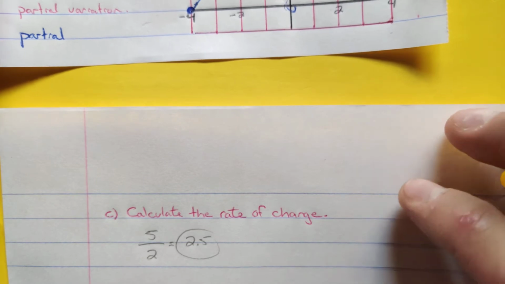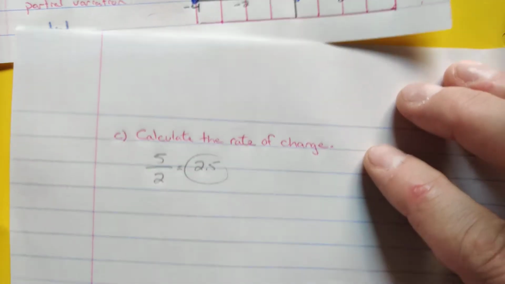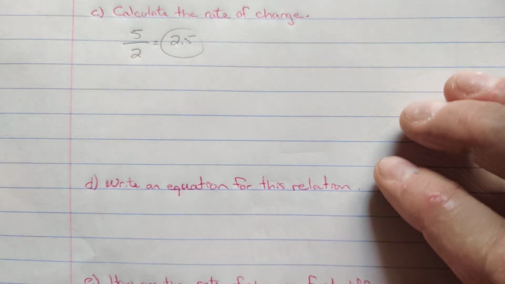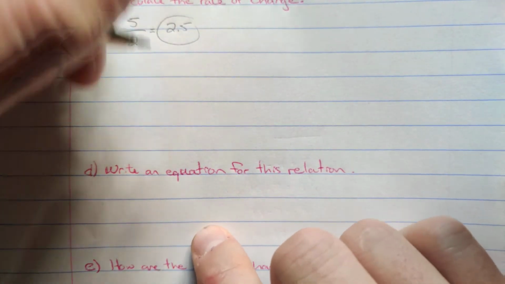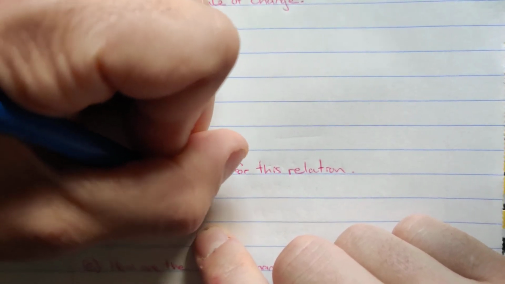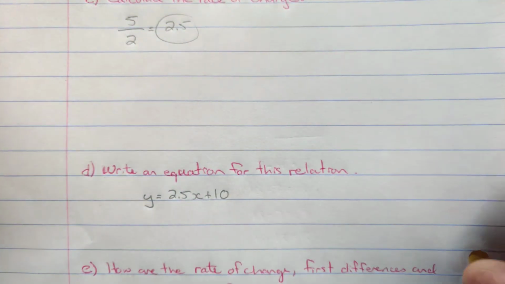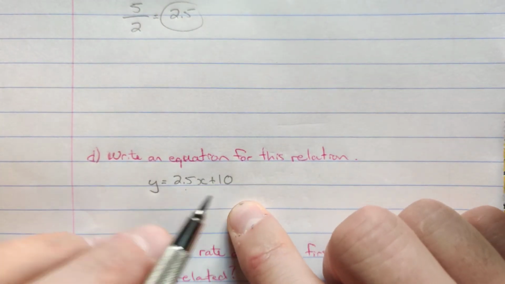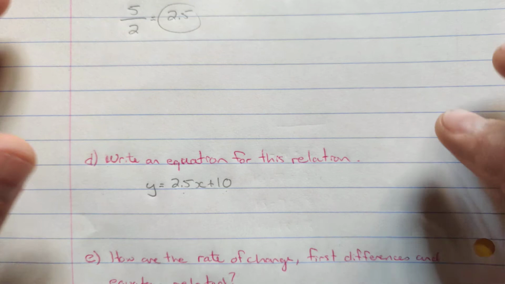So there's my rate of change. My equation, well, my initial value was 10. And my rate of change is 2.5, so y equals 2.5x plus 10. My rate of change, my initial value, my m, my b.